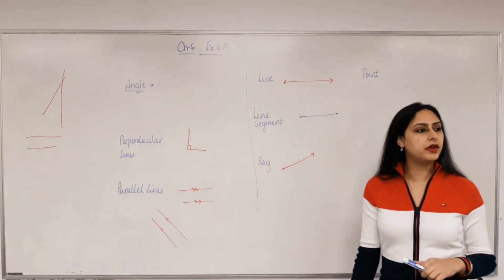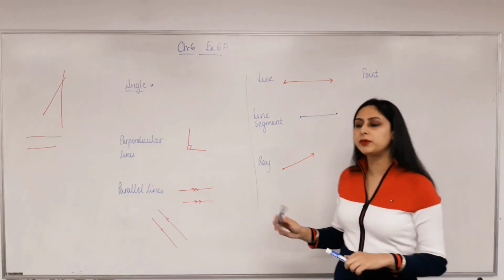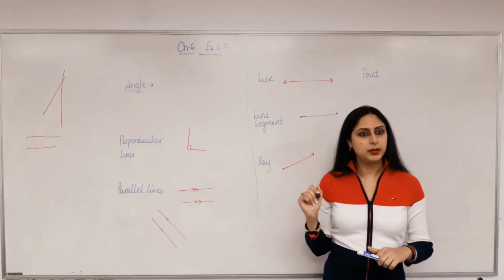How many endpoints does a ray have? One. And then it keeps going indefinitely in the other direction. How do we represent keeps going? With an arrow. Make sense?